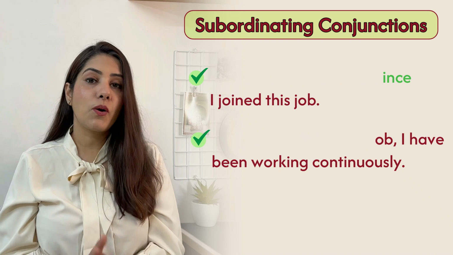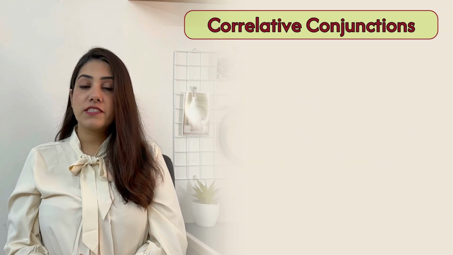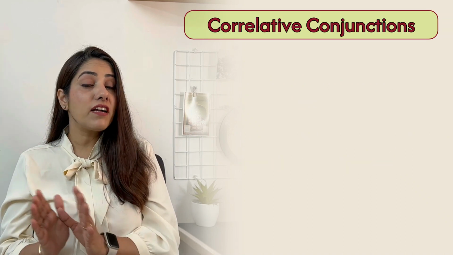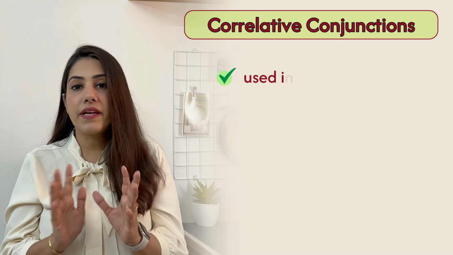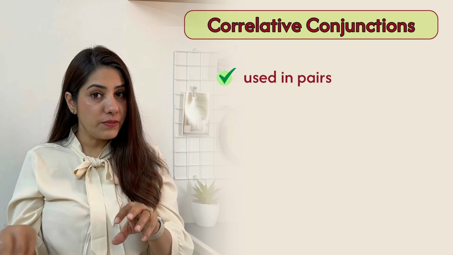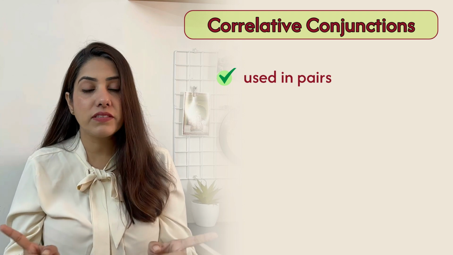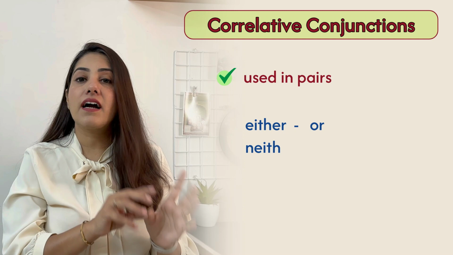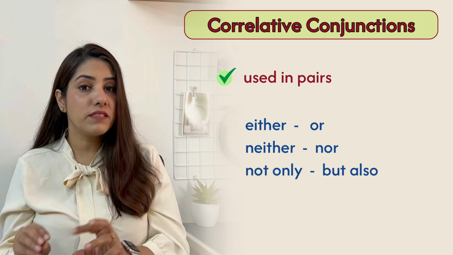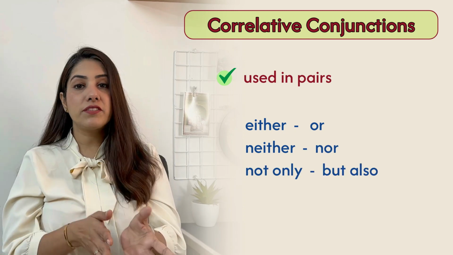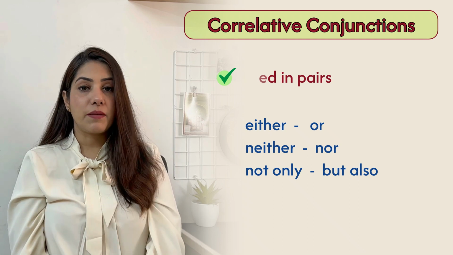Now the third type of conjunctions, correlative conjunctions, they are used in a sentence in pairs. They are placed at different parts of the sentence, but it is ensured that they are used together in the sentence as a pair, like either or, neither nor, not only but also. Let's take some examples here.